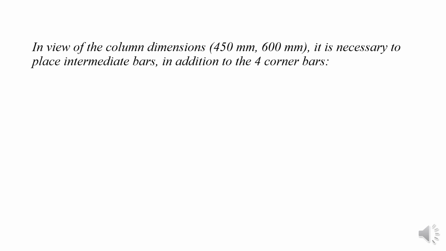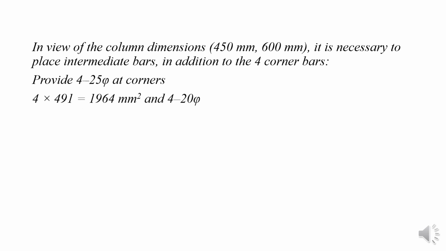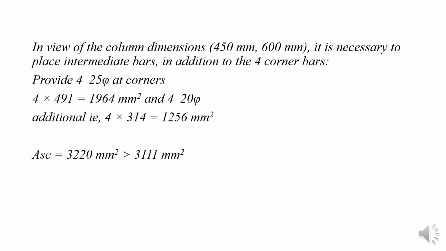In this problem, the column size is quite large, so we have to provide additional bars. Already we provided 4 corner bars. Apart from the 4 corner bars, we provide additional bars. Provide 4 numbers of 25 mm diameter bars at the corners. The area of the 25 mm bars is 4 numbers of pi d square by 4, which is equal to 1964 mm square. Additionally we provide 4 numbers of 20 mm diameter bars, that area is equal to 1256. So the total Asc, the area of steel in compression, is equal to 3220 mm square. Already the required area is 311 mm square. We provided more than that.